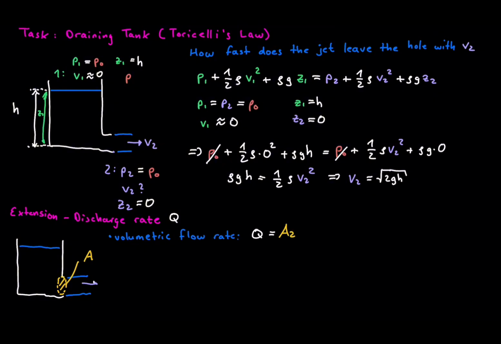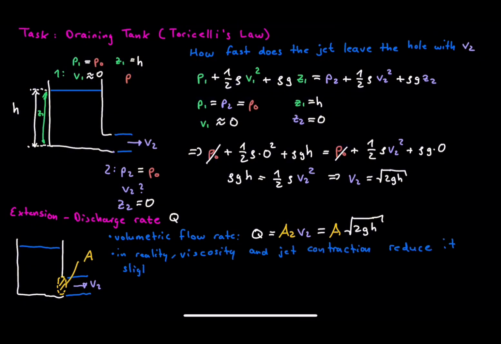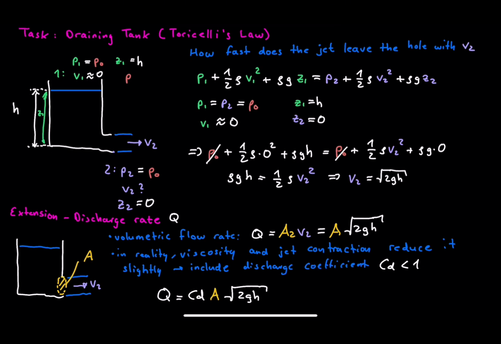If the opening area is A, the flow rate is area times velocity, or A times the square root of 2gh. In practice, viscosity and jet contraction reduce the flow a bit, so we multiply by a discharge coefficient, usually around 0.6. That gives Q equals CD times A times the square root of 2gh.